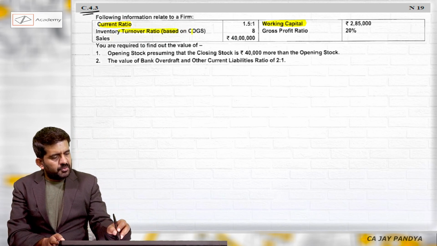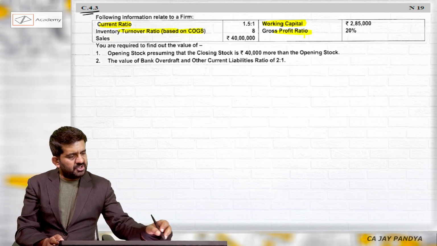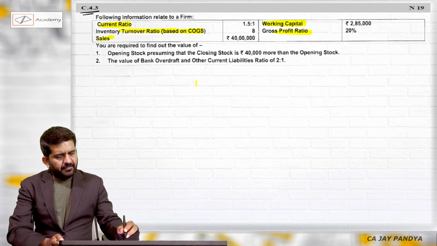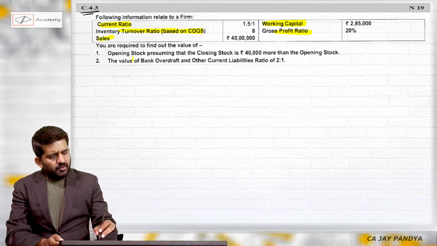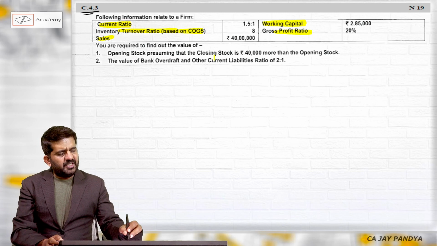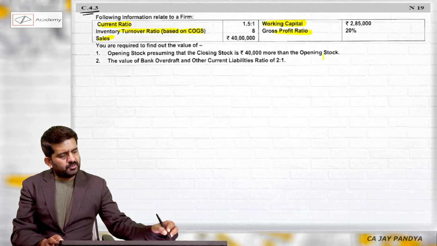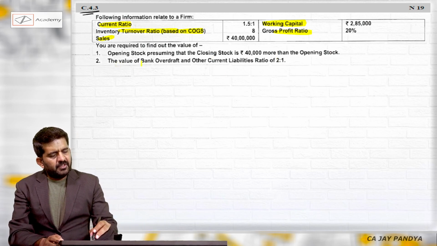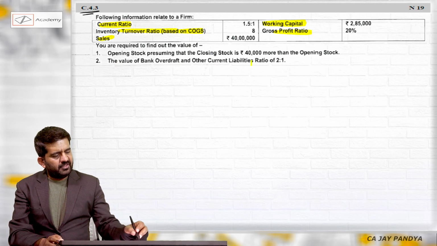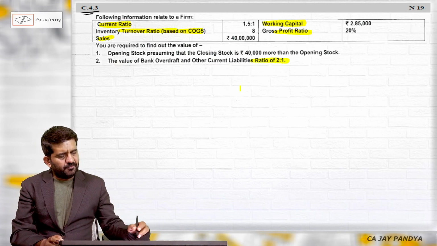Inventory turnover ratio is given based on COGS. GP margin is given, sales is given. You are required to find out value of opening stock, presuming that the closing stock is 40,000 more than opening stock. The value of bank overdraft and other current liabilities are in the ratio of 2:1.